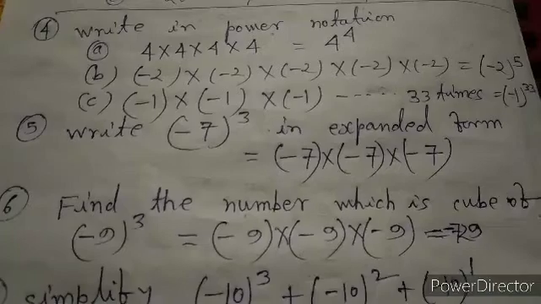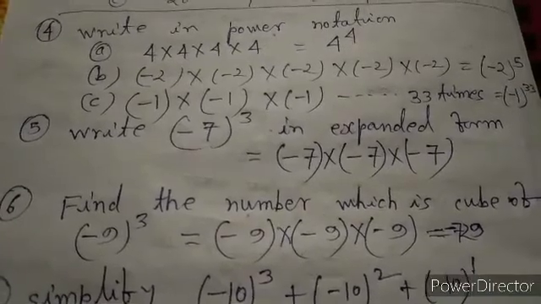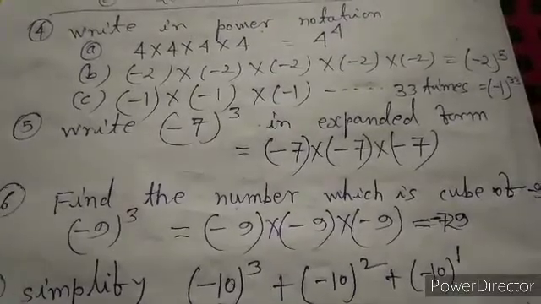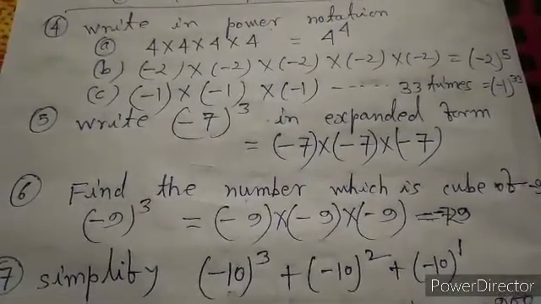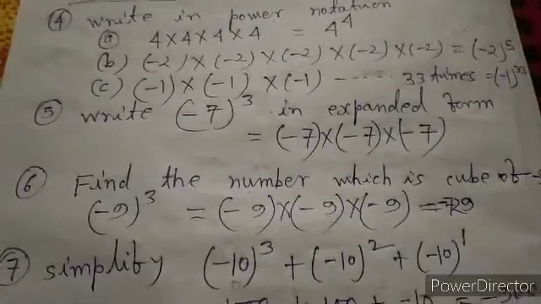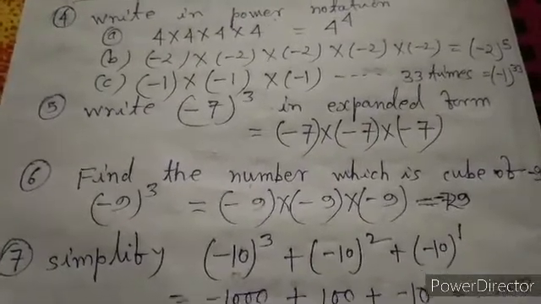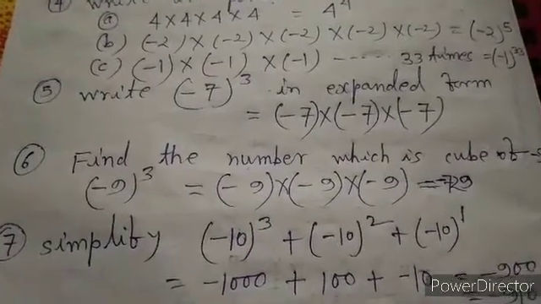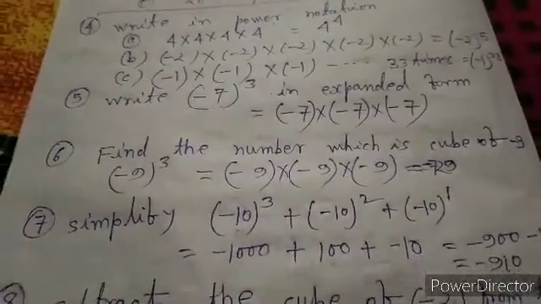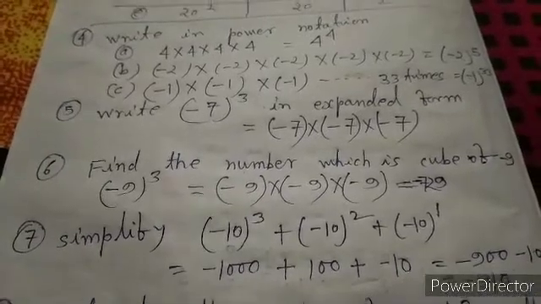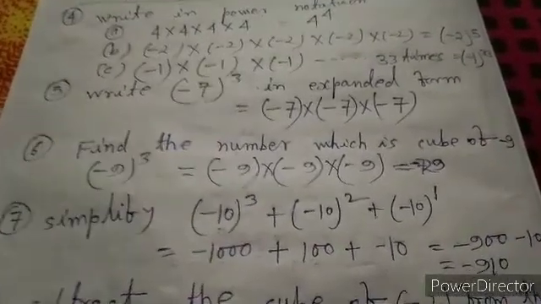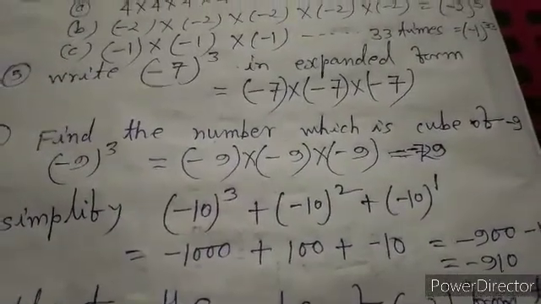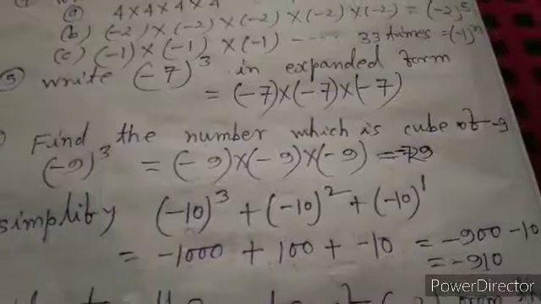In question 6, find the number which is the cube of minus 9. Minus 9 whole cube is equal to minus 9 into minus 9 into minus 9, which is equal to minus 729. Since we know that minus into minus is plus, and again plus into minus is minus, the sign here is minus. In question 7, simplify minus 7 whole cube plus minus 10 whole square plus minus 10.